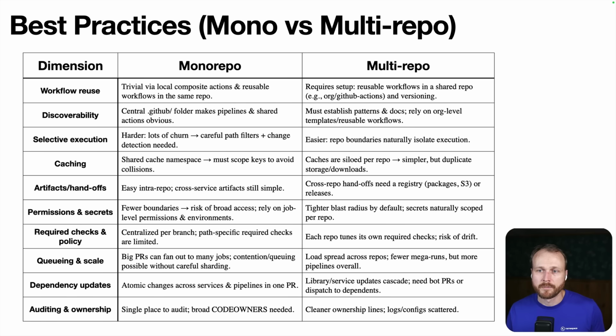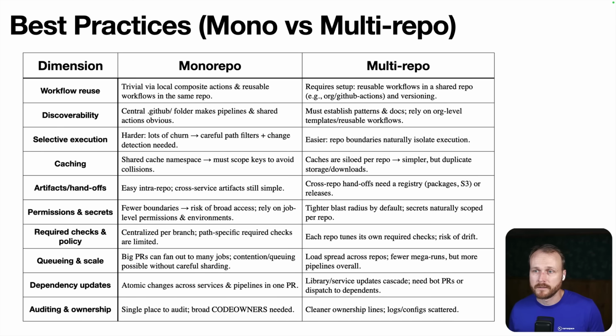From a performance perspective of only running things when they need to be run, this is much harder in a monorepo. Only a small percentage of the PRs or the commits are going to be relevant per particular service. So you need to be very careful with the types of path filtering or change detection that you're performing to ensure that you're not running a bunch of wasted, unneeded workflows. In a multi-repo, this becomes much easier because the repository boundaries serve as isolation to prevent this.